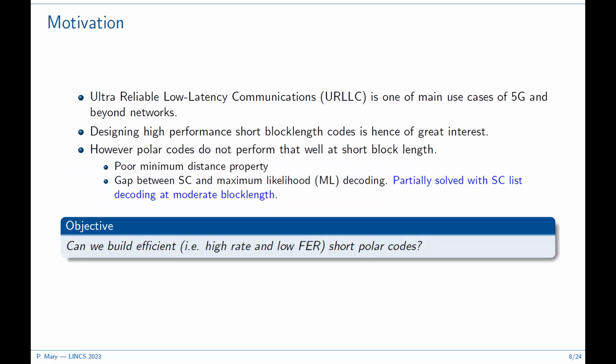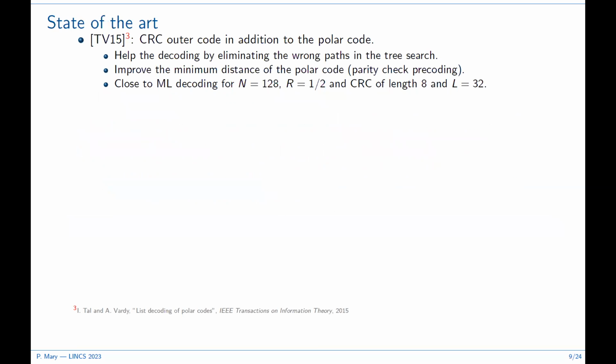So the question is, can we build efficient short polar codes, meaning with relatively high rate and low frame error rate? So let's see what we have in the literature. In 2015, we already talked about the work of Tal and Vardy. They proposed, in addition to the original polar codes, an outer code, a cyclic redundancy check code, that allows to improve the decoding process by eliminating the wrong paths in the decoding tree.